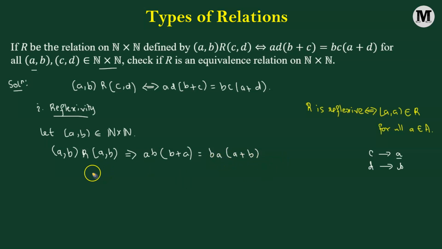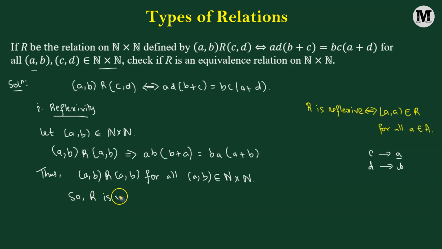What does this tell us? Thus, we can say that (a, b) is related to (a, b) for all ordered pairs (a, b) belonging to the Cartesian product of N with itself. So we can say that our relation R is reflexive in nature. This is a reflexive relation on N, the Cartesian product of N with itself.